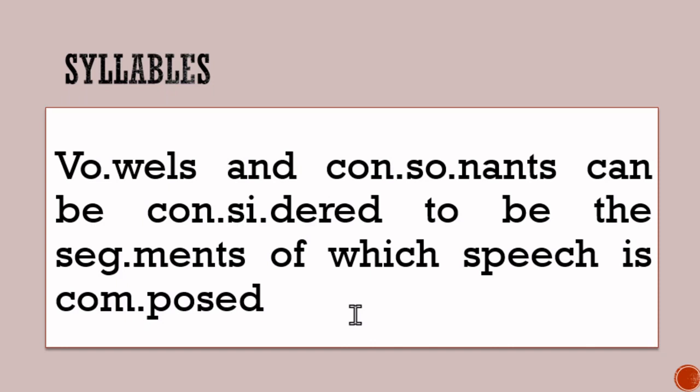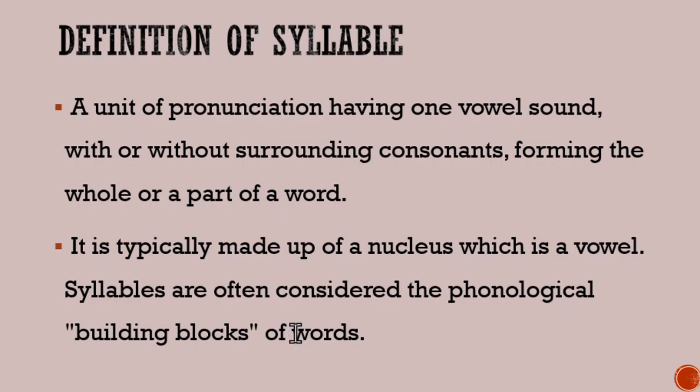Here, for example, in Shakespeare's time, it is possible to read it as considerate if there is need for an additional syllable. But normally it would be considered. Okay. Now let's look at a formal definition of syllable. A syllable is a unit of pronunciation having one vowel sound with or without surrounding consonants, forming the whole or a part of a word.